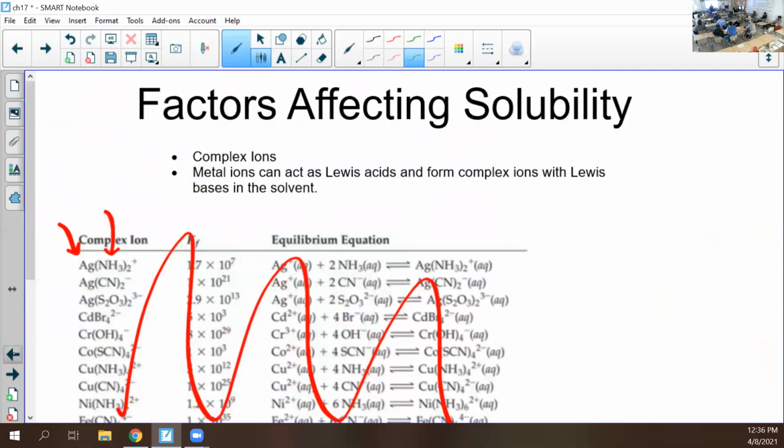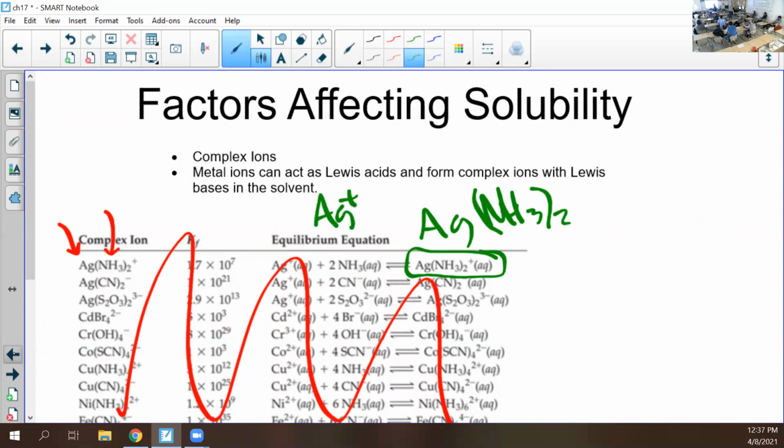So usually we have Ag plus, and that's an ion. The complex ion is when the Ag plus reacts with NH3, and you get two of them, and then you have this complex ion. It's silver diammine, whatever it was. They're super weird. But this is just another way of saying the solubility of Ag plus will increase if I have something that it will bond with. That's all it's really saying.